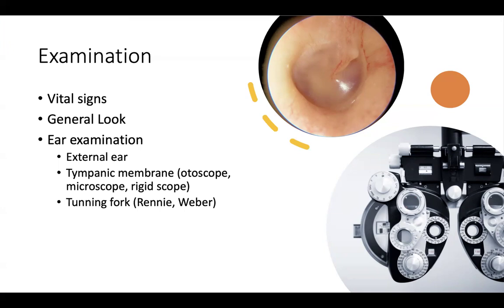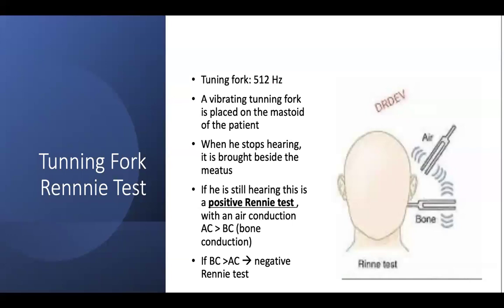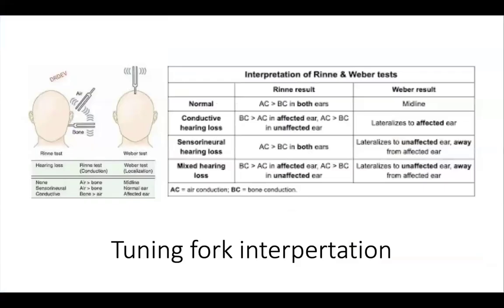Ear examination can be done with an otoscope or a microscope. The microscope is better for hands-free examination. Of course, during the examination, we have to do a thorough examination of the external ear, the tympanic membrane, and finally finish with a tuning fork and do Rinne and Weber. The tympanic membrane, as we said, can be seen by otoscope, microscope, or sometimes a rigid scope. It's becoming very common nowadays. The Rinne and the Weber, we will do in another presentation.